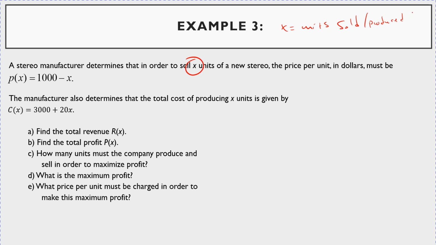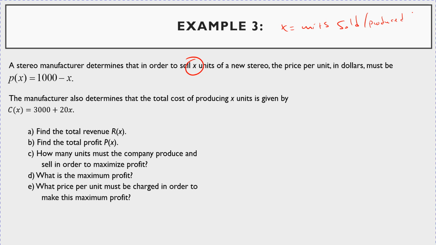So to sell X units of a new stereo, the price per unit in dollars must be this. The price function is a function of X: price is a function of how many units you want to sell, and it's 1,000 minus X. You might pause and ask, why don't we just charge $1,000 for each stereo? Well, how many people actually buy a $1,000 stereo? If you take an economics class, you'll learn what a normal good is: a good you consume more of as your income rises. For a normal good, if the price falls, people are going to consume more of it.